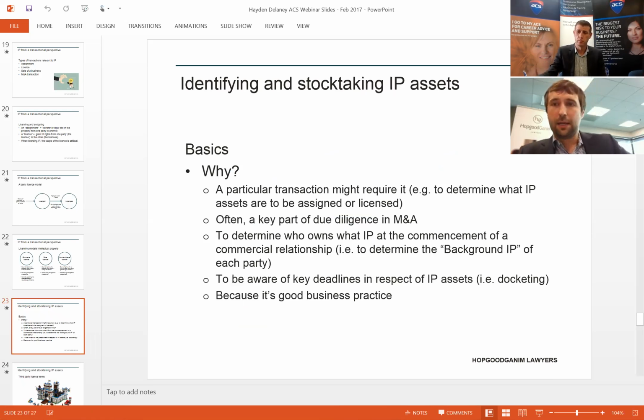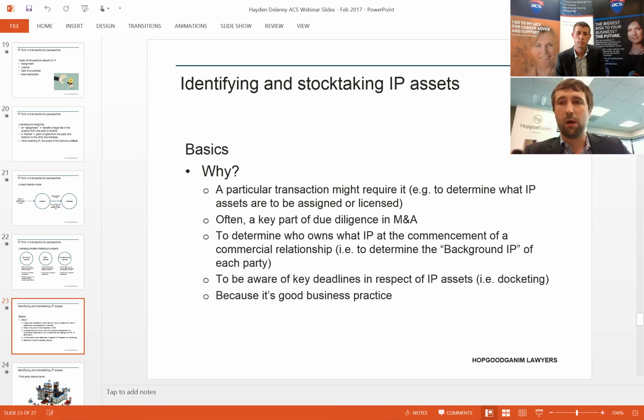That, in a nutshell, is the basic types of granting a license and how it tends to work. If there's no questions on that, I'm going to just talk about generally identifying and stock taking IP assets. So in other words, if you are a startup or you have an established business, it is very smart practice from time to time just to get an understanding of what IP subsists within your business.